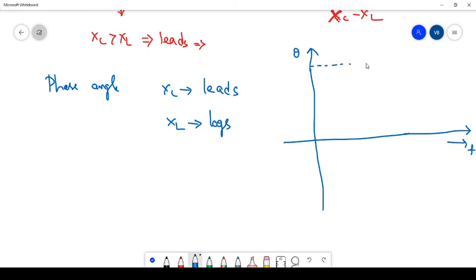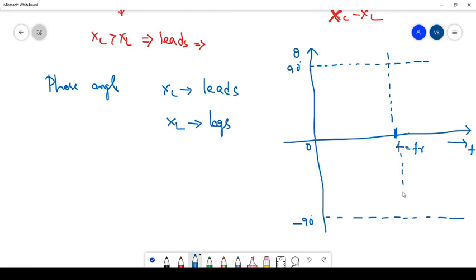The lead and lag will be in between plus 90 degrees and minus 90 degrees, so I'll take plus 90 and minus 90 degrees like this. In the middle I am going to take f equals f1, that is the resonance frequency. Before the resonance frequency it is entirely capacitive, and after the resonance frequency it is entirely inductive. Capacitive will lead the system.